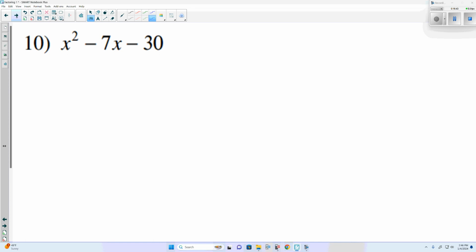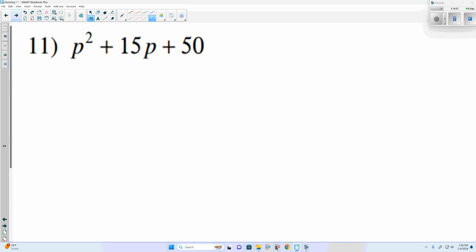Because these here are the exact same. If we did go through and solve this here, we would get x plus 3 times x minus 10 would be our set of factors. And this here would be p plus 5 times p plus 10 if we went through and solved these here.